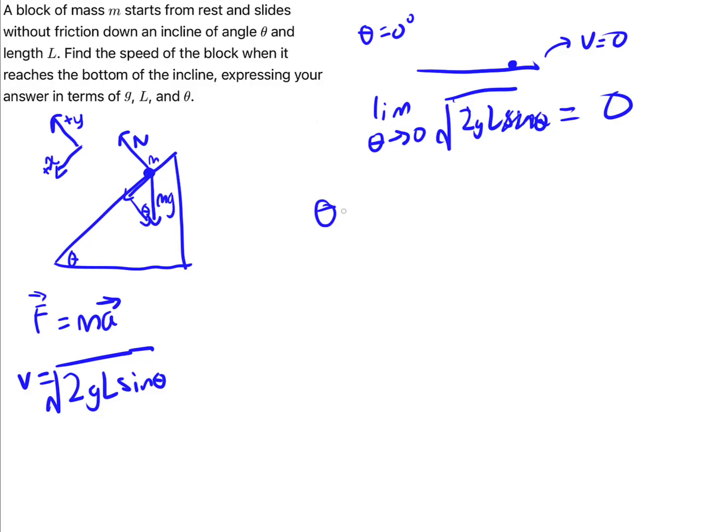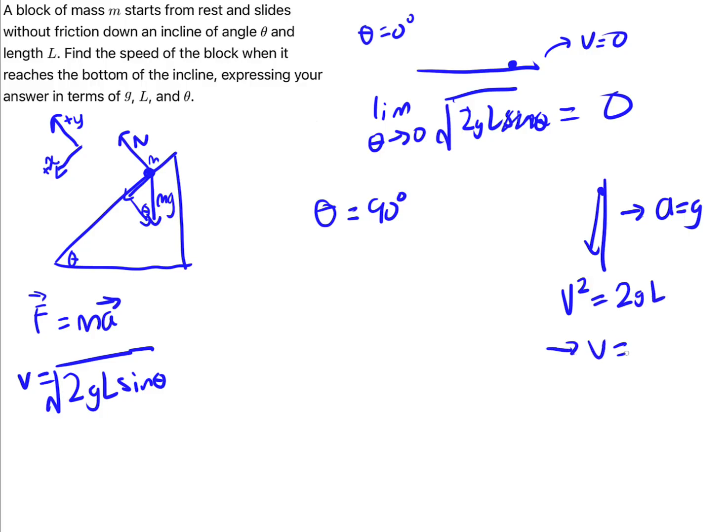And we could also check what happens when, say, theta equals 90 degrees. In that case, it's really just the block falling vertically, just downwards. And in this case, we know that the acceleration is g, since it's just falling down. And again, if we apply our same kinematic equations, then we get that the velocity at the bottom is the square root of 2gl. So that's our expected answer.